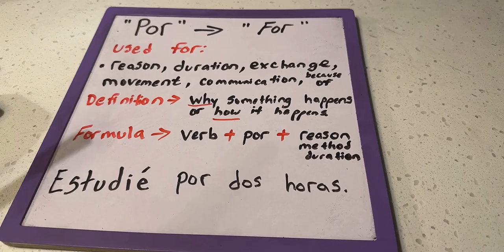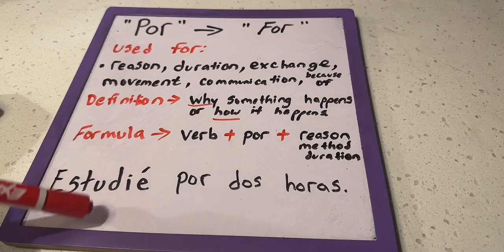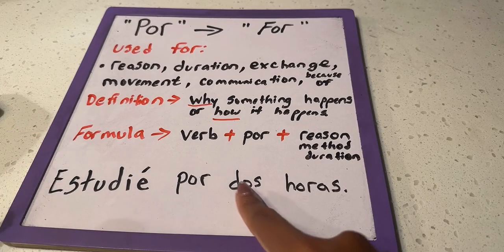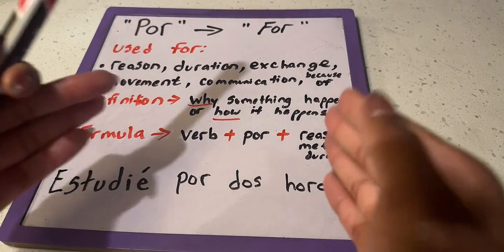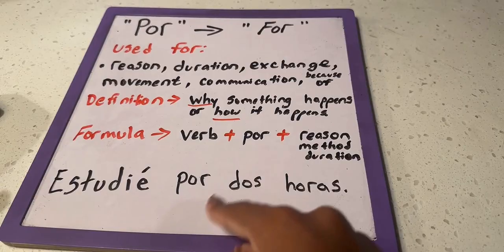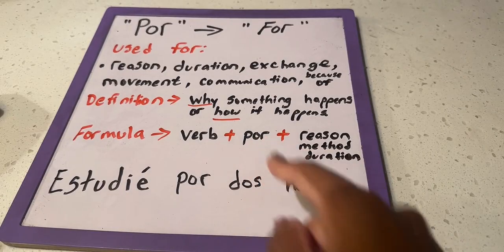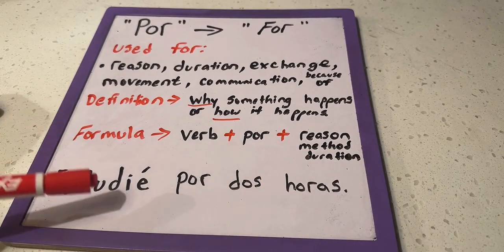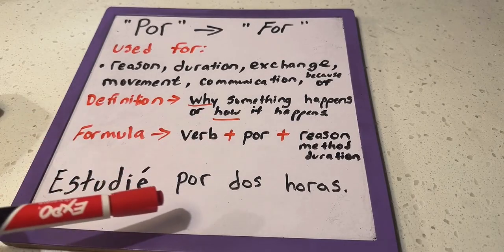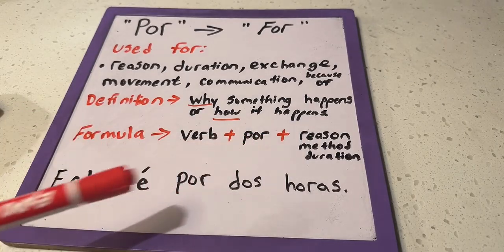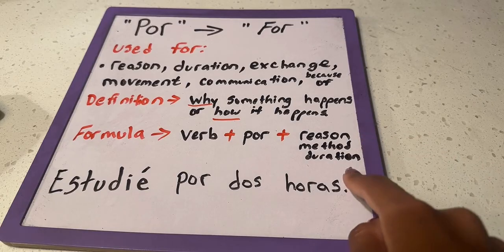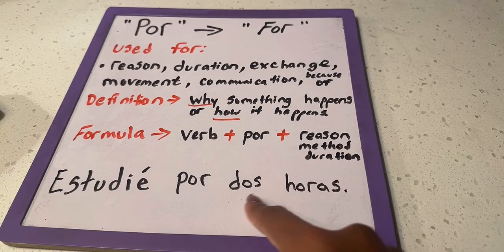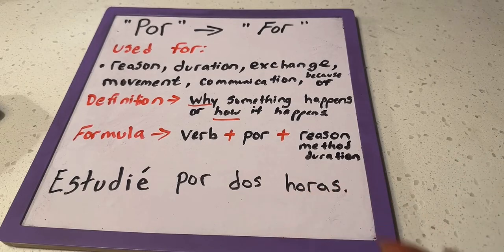But we're not here to talk about the preterite. I just wanted to let you know that, yes, this is a preterite verb, and that is the reason why, because it's a completed action. You did something for a specific amount of time, 2 hours. Now, back to our scheduled programming, por. Let's look at our formula. We have the verb, we have the word por, and do we have the reason, the method, or the duration? Yes, ding, ding, ding, we have the duration, for 2 hours. So we have it set up correctly.